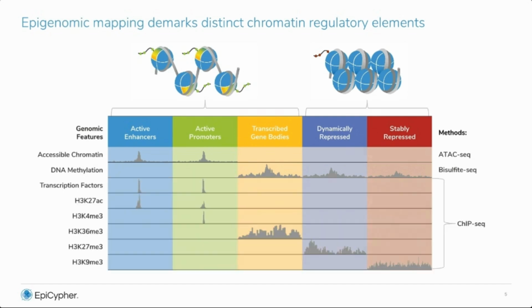And so if we want to drill farther down and get a higher resolution view of how chromatin is regulated, ChIP-seq historically has been a very common approach to map the specific localization of transcription factors that are involved in certain developmental or regulatory processes of interest, and also to look at various flavors of modified histones that demark specific regulatory elements on chromatin, like enhancers, promoters, active gene bodies, and either dynamically or stably repressed chromatin.